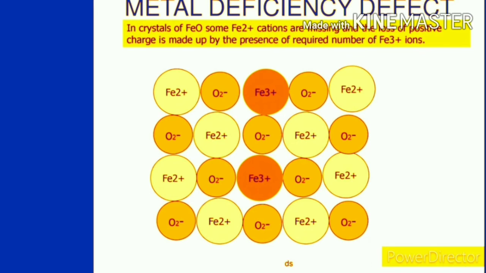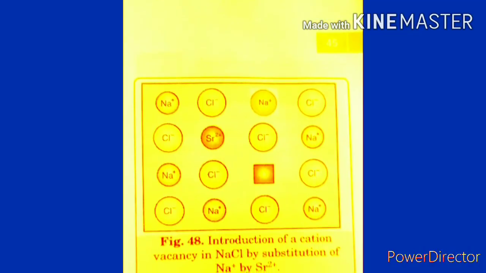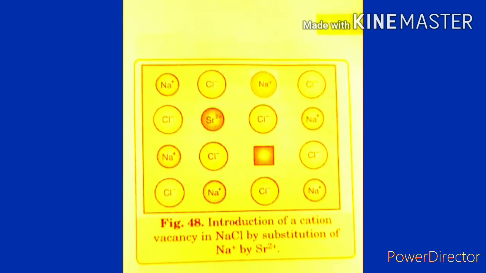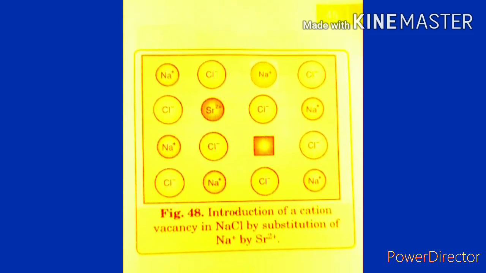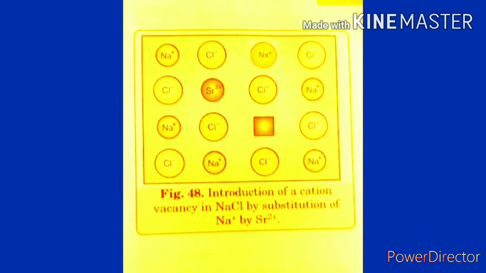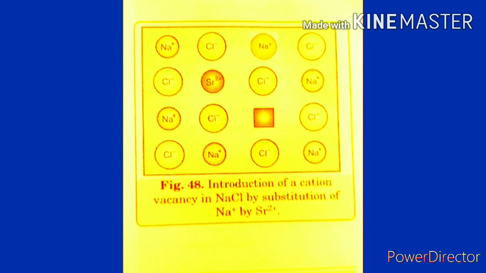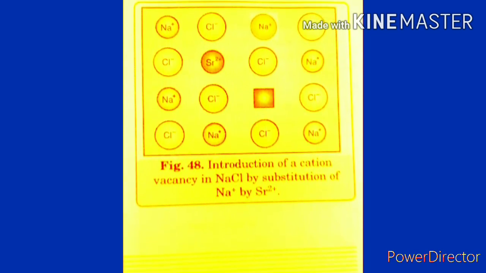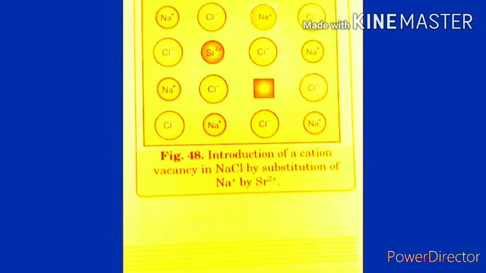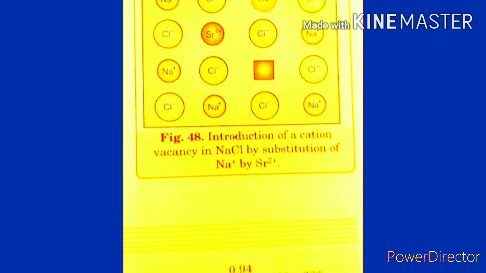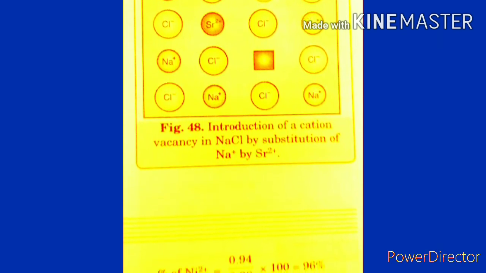fool's gold. This type of defect occurs when the crystalline solid contains some impurities, like molten sodium chloride containing some impurities such as strontium chloride. So strontium ions displace two sodium ions, and one of the strontium ions occupies the place of one of the sodium ions, and the other place of the sodium ion remains vacant. This increases the conductivity of the solid.